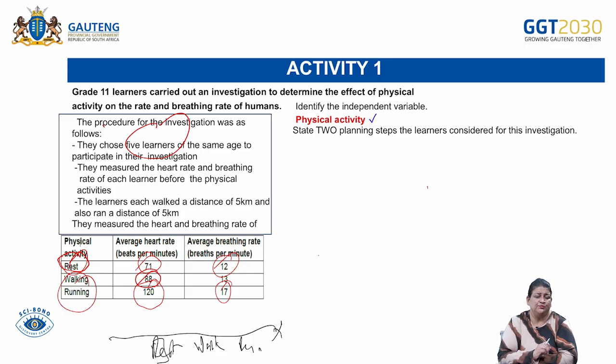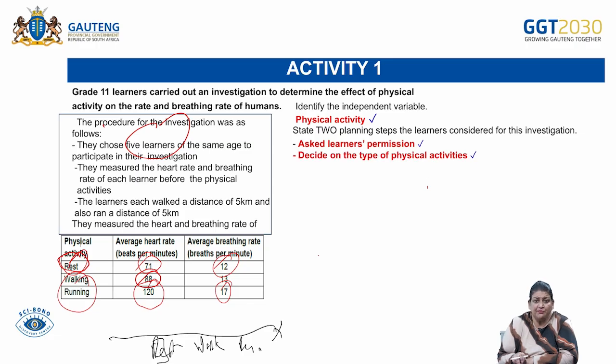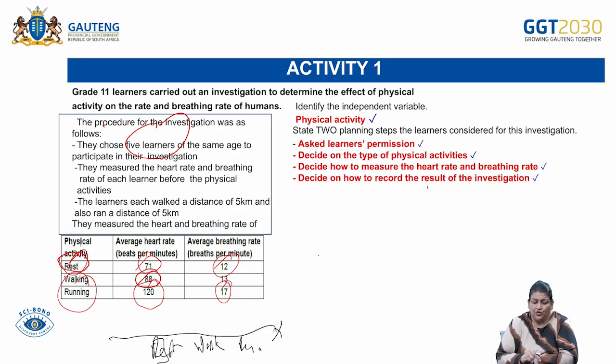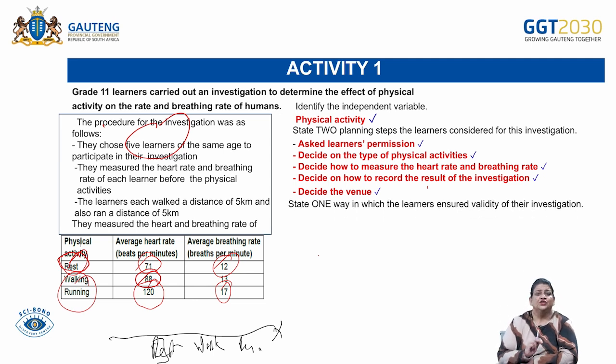And also, most important, you need to know how you are going to collect your data, and how you are going to record your data. All right. So any two: you can ask them for permission, you can decide on the type of activity you're going to give them, you're going to decide how you're going to measure the heart rate and the breathing rate, you're going to decide how to record your data, you can decide where you are going to do the investigation, is it in the classroom or outside, right? So those are some of the planning steps.